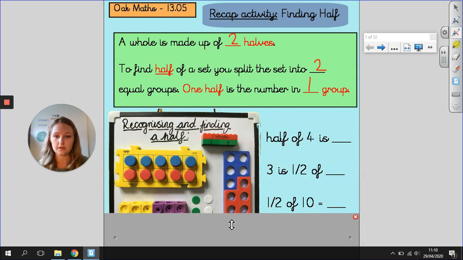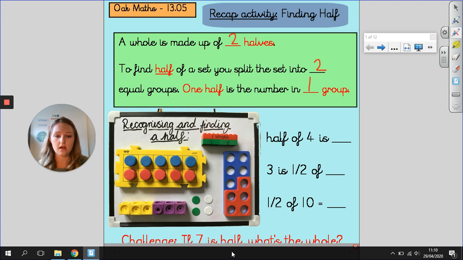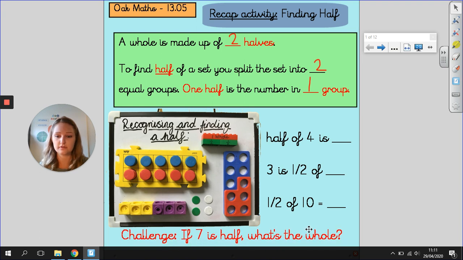Okay, so recognizing and finding a half. Can you find half of each of these values using my representations there? Half of 4 is, and which representation shows that? 3 is half of. 10 is equal to what? And then a little challenge for you. If 7 is half, what's the whole? Pause it and have a go.